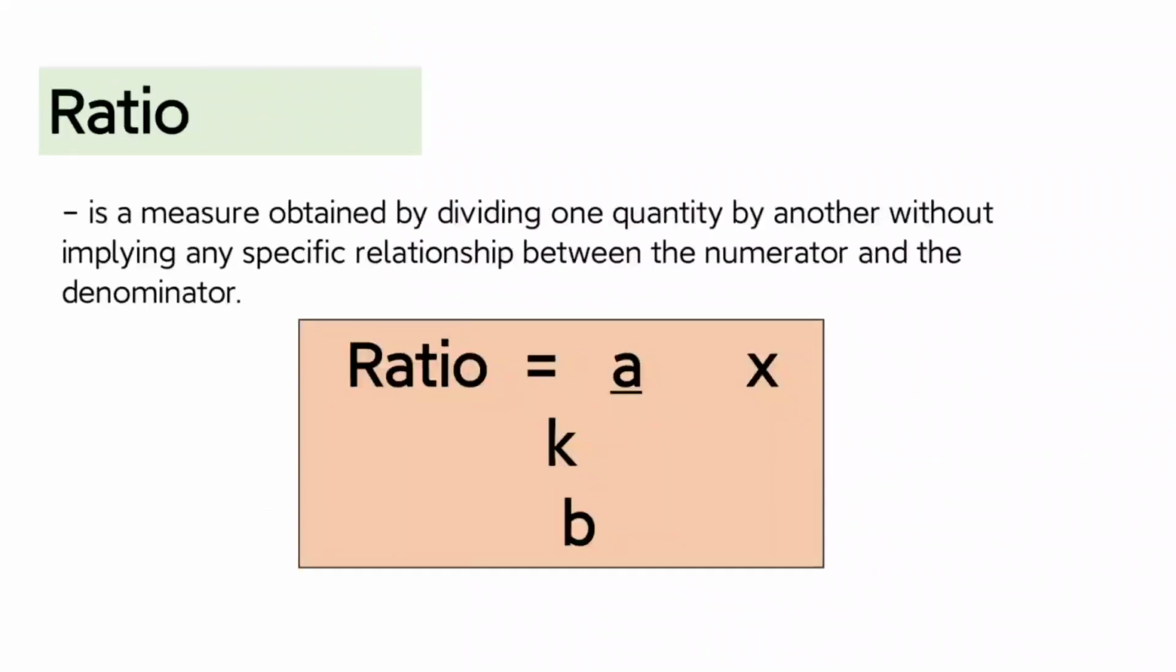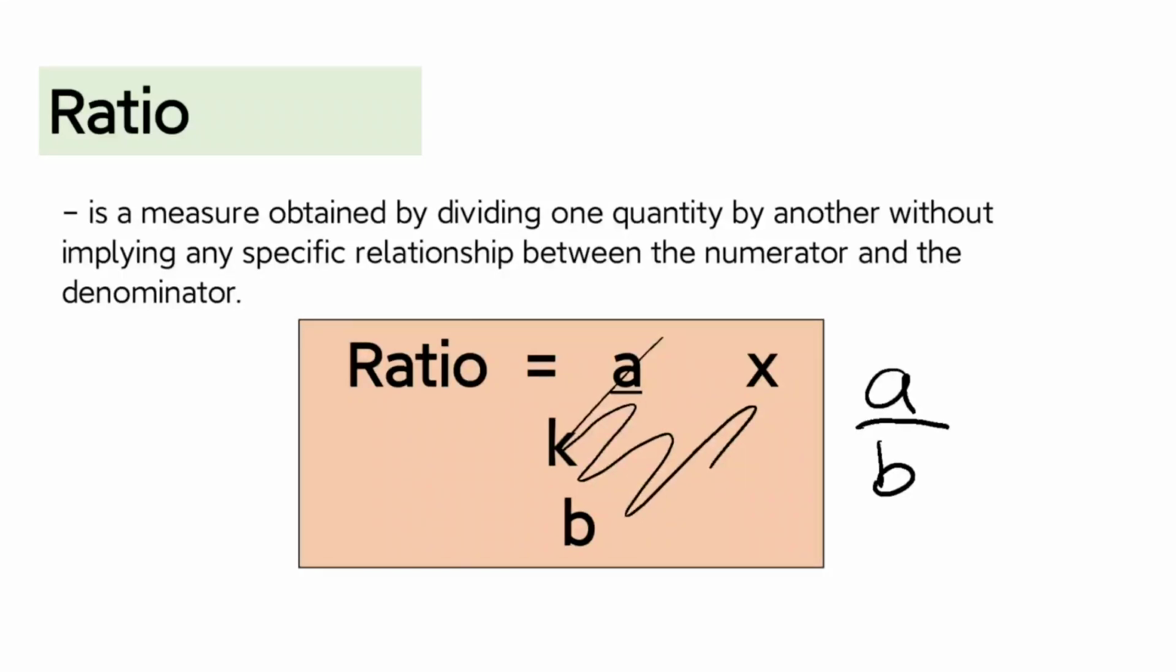Next. Now, first, we have ratio. A ratio is a measure obtained by dividing one quantity by another without implying any specific relationship between the numerator and the denominator. Medyo baliktad, nagulo yung format niya, pero ganito yan.